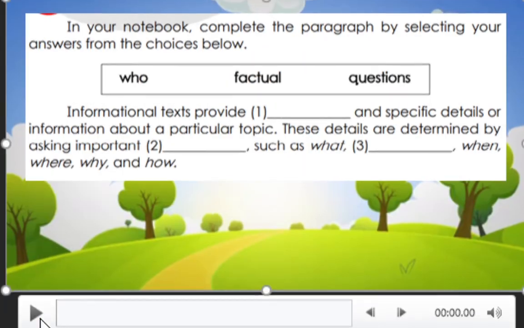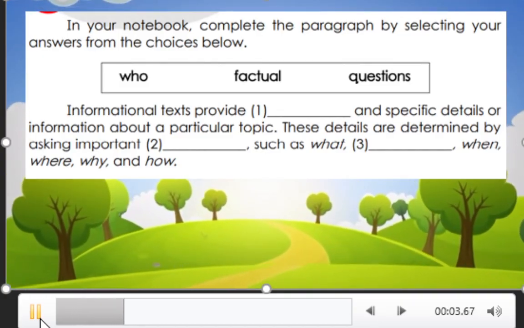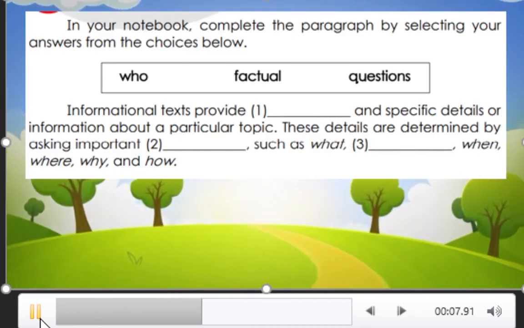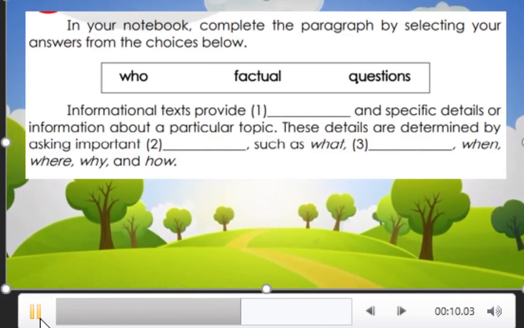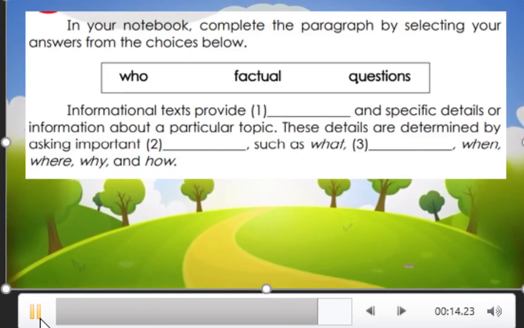Now, for the last learning skill, you are going to answer it in your notebook. Complete the paragraph by selecting the answer from the choices below. We have the following choices: who, factual, and questions.